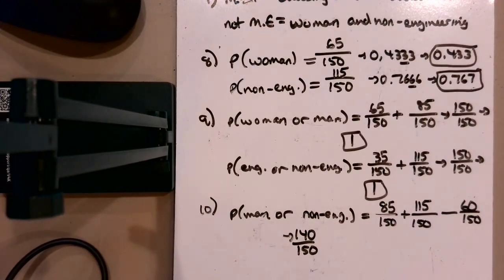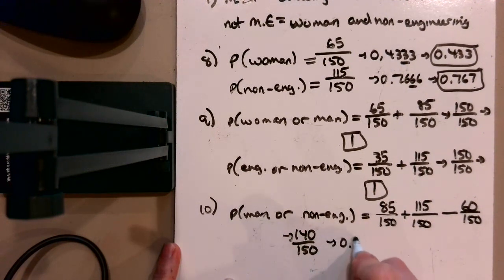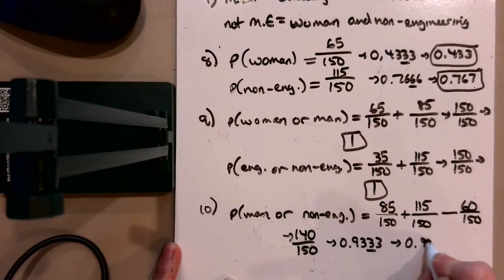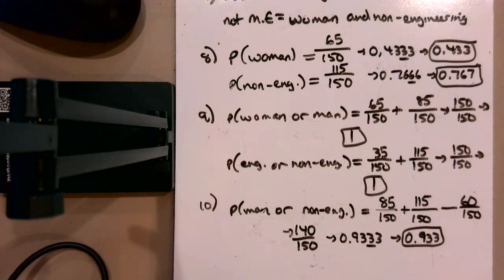Dividing that out, we're going to get 0.9333 repeating, rounding to 3 decimal places, 0.933 for a man or non-engineering major.